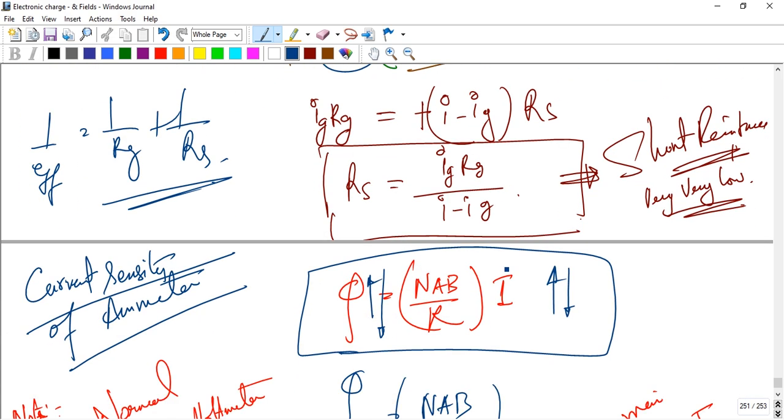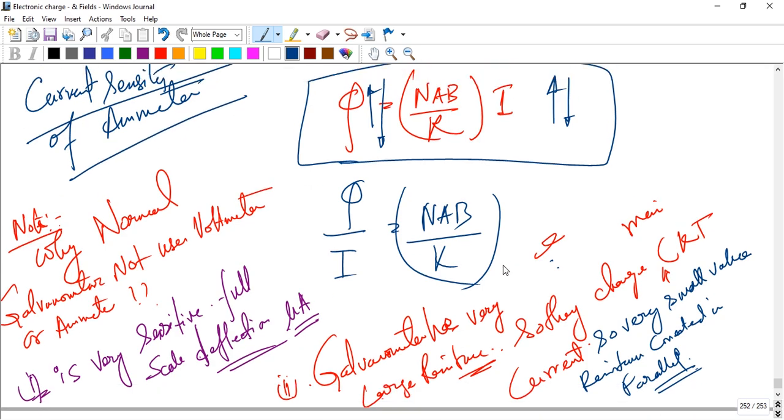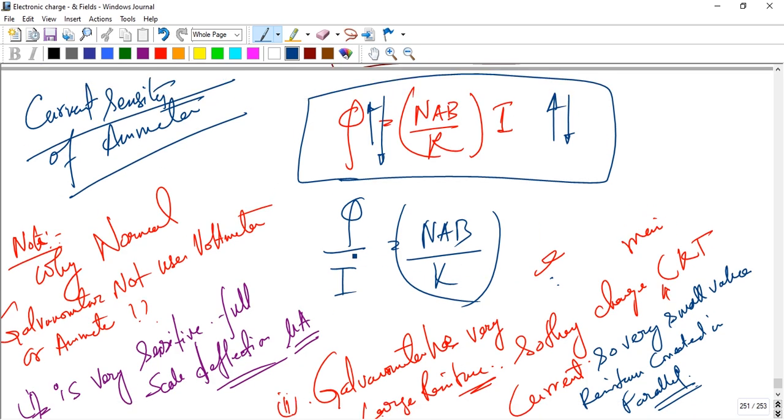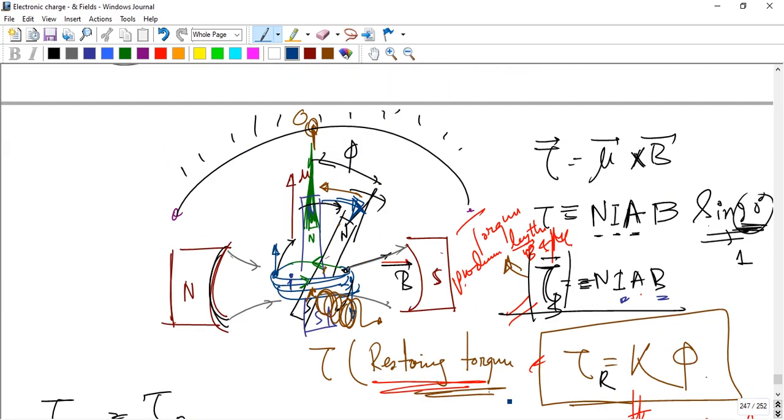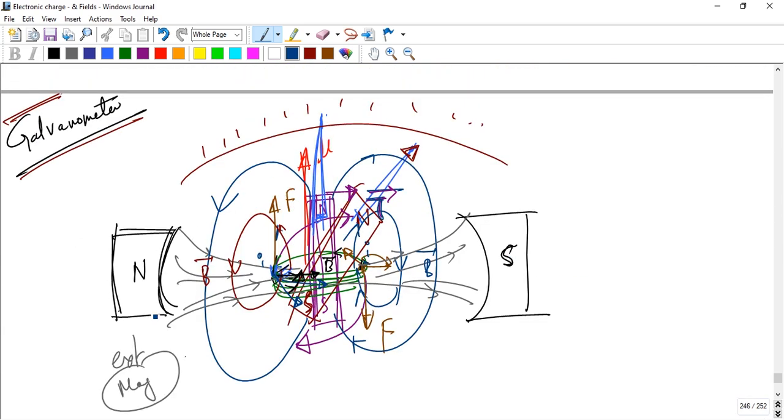Clear? That's the basic concept of the galvanometer, voltmeter, and ammeter: how the galvanometer is changed to a voltmeter, and how it is changed to an ammeter. These two are very important concepts, and they come from the previous class, which is very important. If you don't know what the magnetic dipole moment is, it will be difficult to understand the galvanometer. So my suggestion is that you study the previous lecture first.